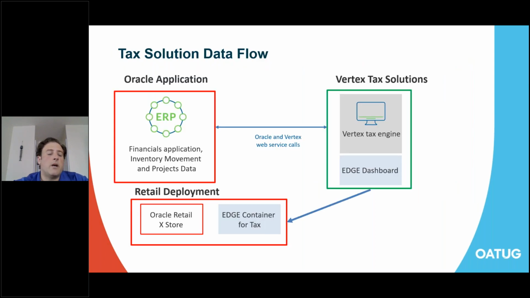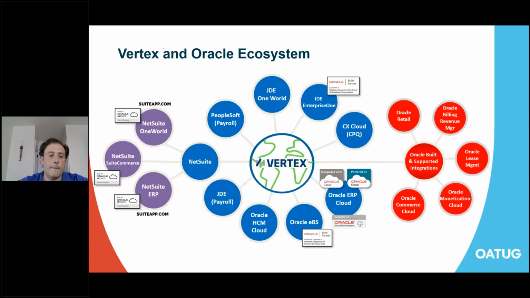And so this is typical tax data flow interacting with Oracle. Our Vertex tax engine and Edge dashboard can typically sit in the cloud, and we can deploy an Edge tax container in retail. A lot of our customers call the tax engine directly for their ERP activities, but a lot of them also look to Edge to support those activities as well. So it really depends on how you want to set things up.